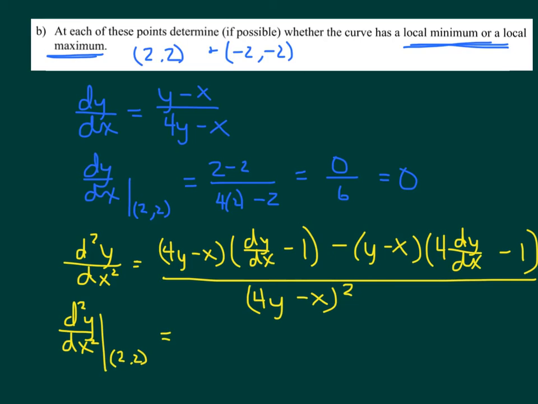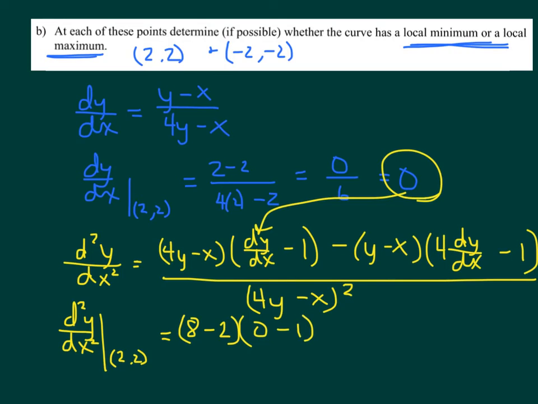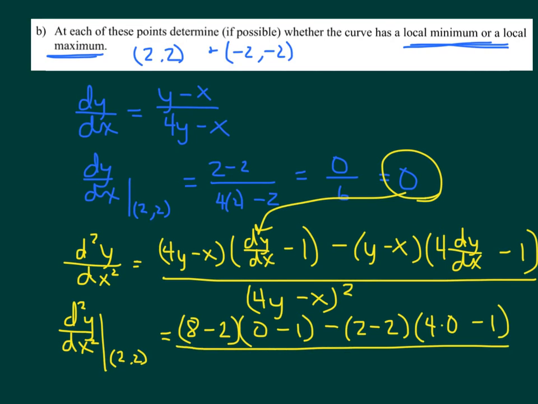All right, so I have 4 times 2, which would be 8, minus 2, which is 2, times... Now when I get to the dy dx, I've already found the first derivative at 2, 2 right here, and I know that it's 0. So that's what's going in for this. So it's 0 minus 1 minus 2 minus 2 times 4 times 0, dy dx is 0, minus 1. All over 4 times 2 is 8, minus 2 cubed.